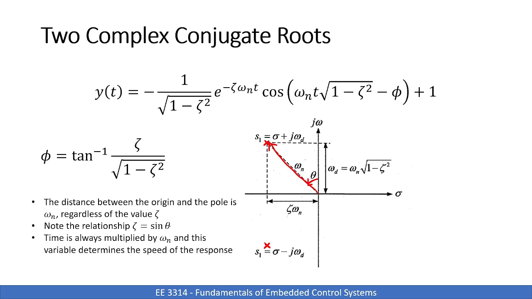So in this case, it's important to see that omega n really determines the speed of the response. Because here you have omega sub n, which is always multiplied by time. So that's really going to be controlling how this behaves in the time domain.